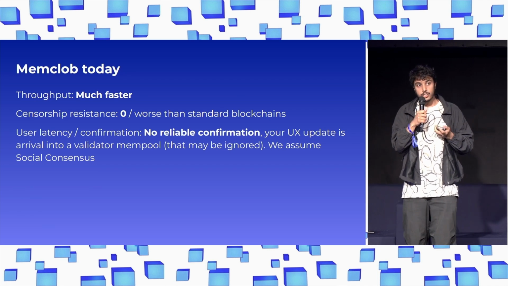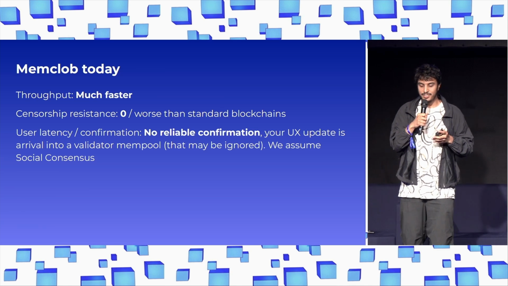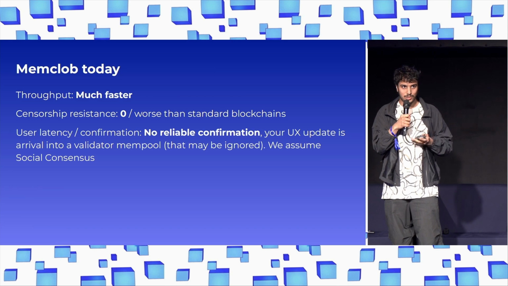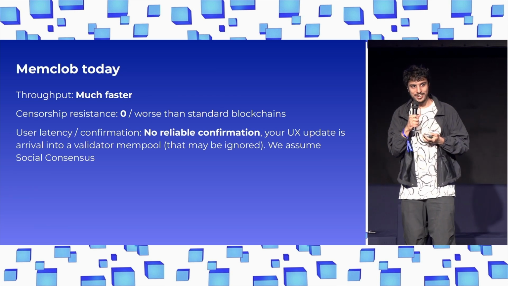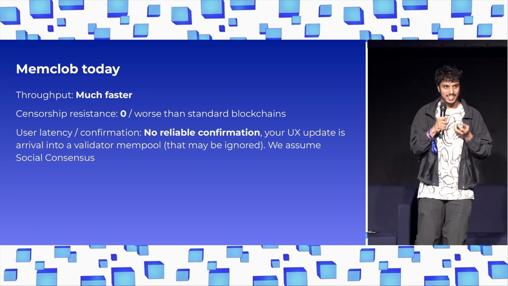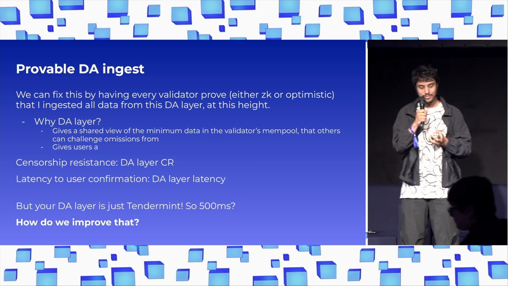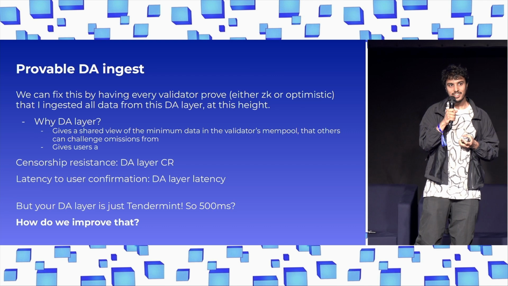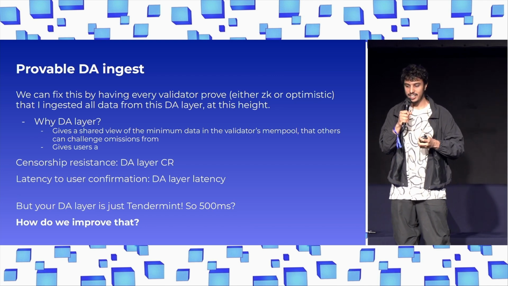And as a user, you have no reliable confirmation. Your UX update is arrival into a mempool that could be ignored. And we just assume things will work out due to social consensus. But there's a way to get this property using data availability and get our throughput win. We can fix this by having every validator prove that, here's some DA layer, and I promise that I have seen everything in this DA layer.